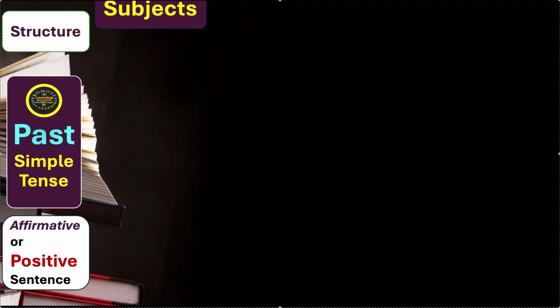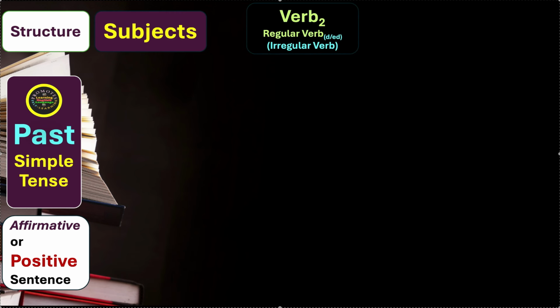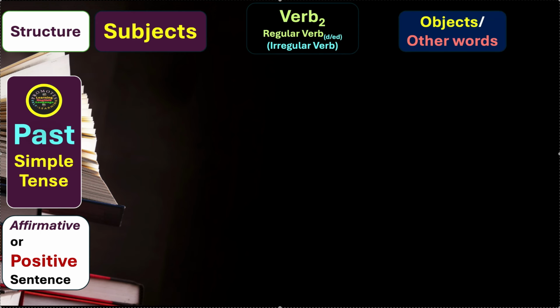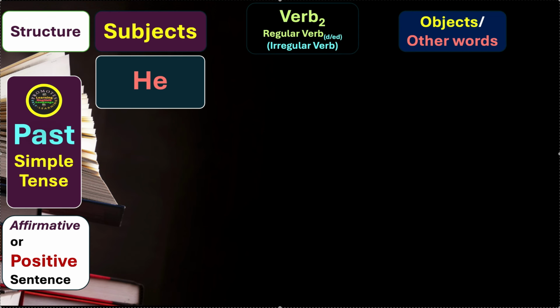In every sentence we have subjects, but in the past simple tense we use the second form of the verb, that is verb two. If we have a regular verb, we add d or ed at the end, and also with irregular verb in the second form. And then we have objects or other words. Let's see how the structure is made.